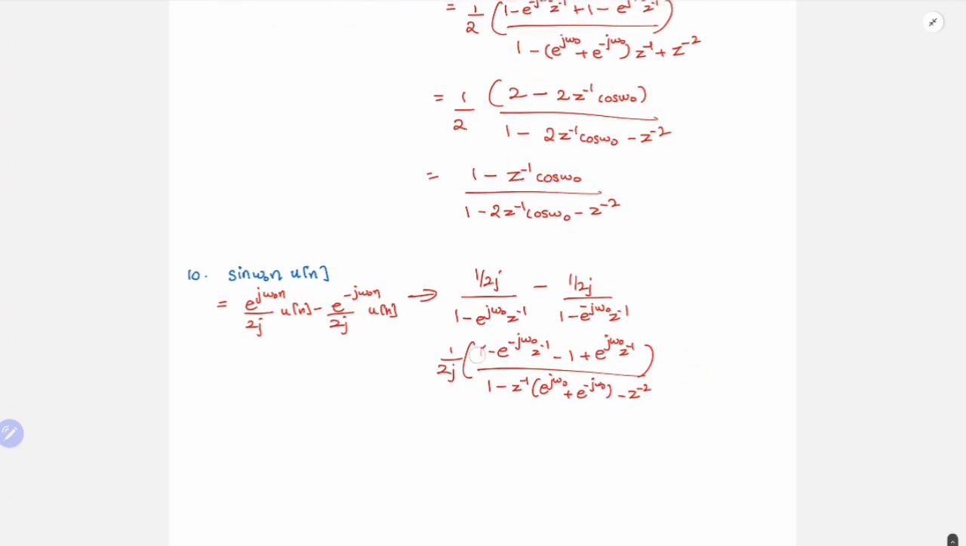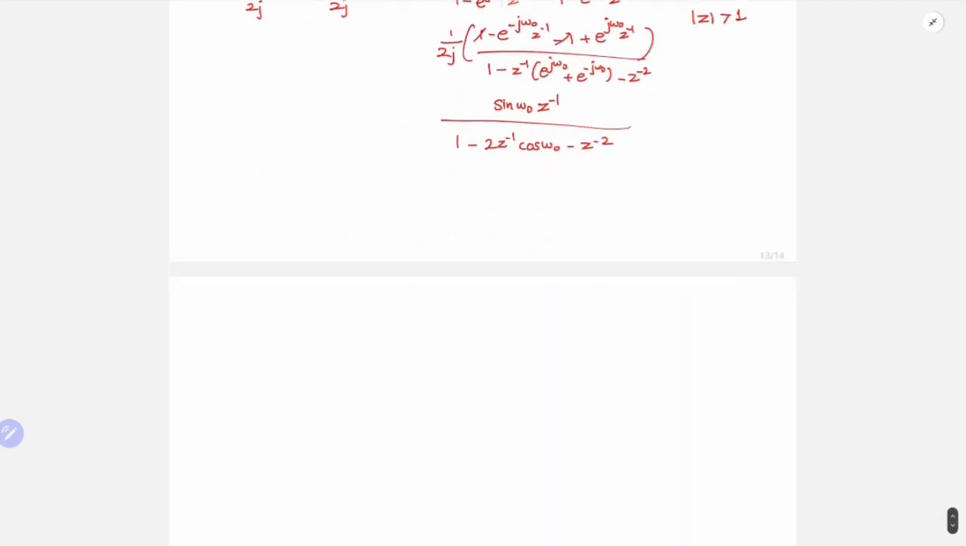So numerator 1 will cancel. So e power j omega naught minus e power minus j omega naught by 2j will give sin omega naught, and the z inverse term is there. So z inverse divided by the denominator, which is similar to this. So we'll get 1 minus 2 z inverse cos omega naught minus z inverse square. And your ROC is mod z greater than 1.